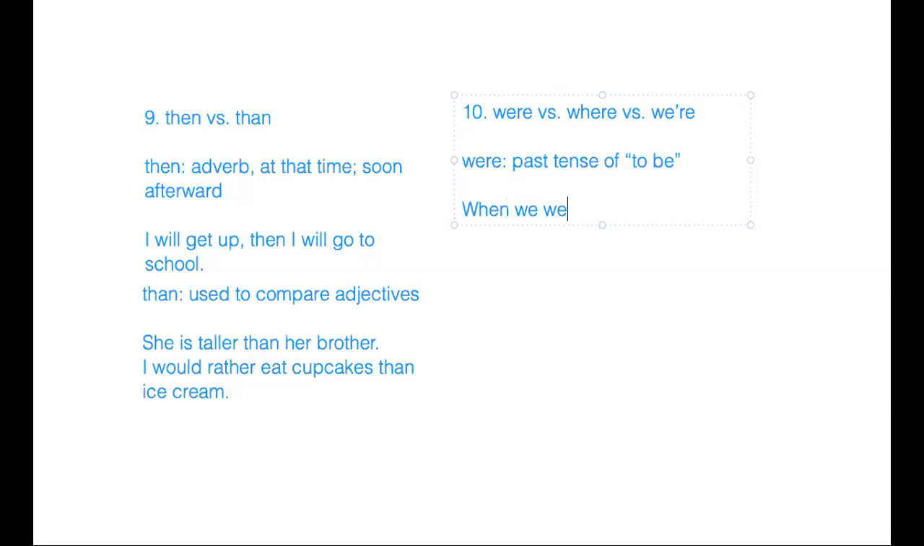When we were together, we were so happy. So when we were being together, we were being so happy. We're using kind of the past tense of being.